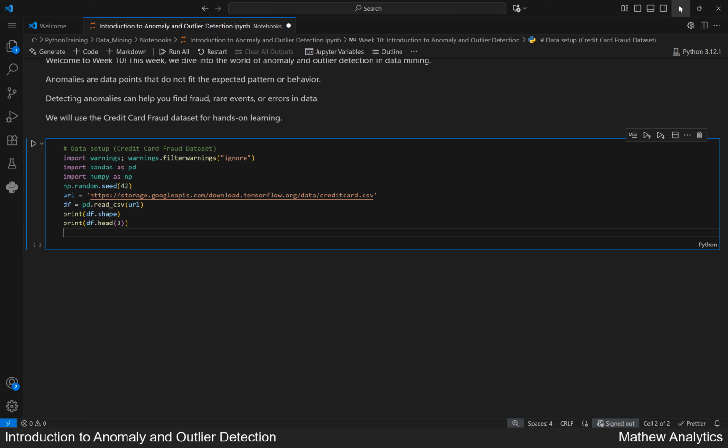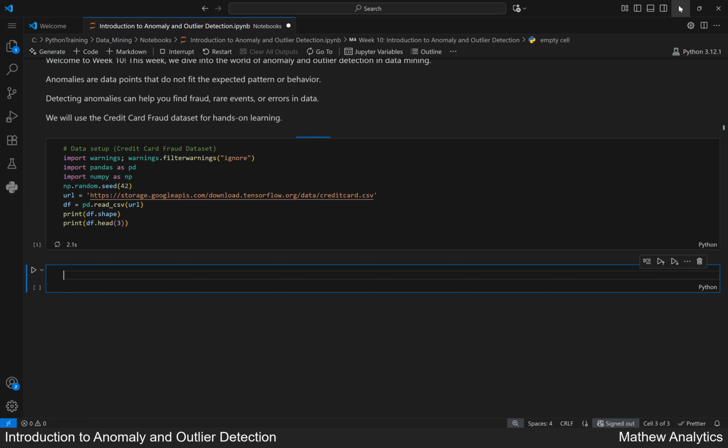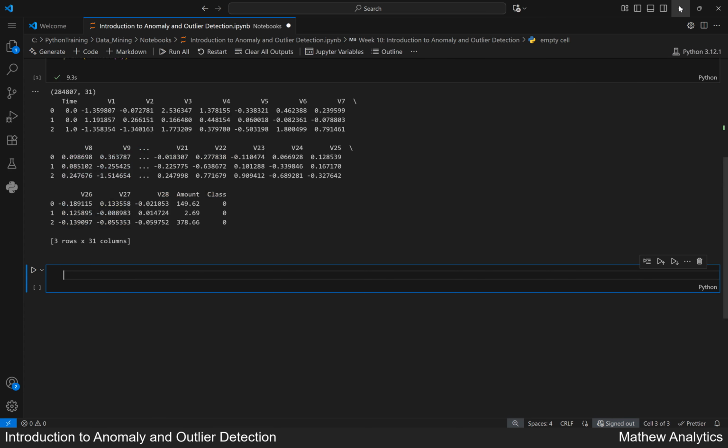Running the cell now. Here, we load the credit card fraud dataset containing 284,807 transactions and 31 features, including anonymized principal components labeled V1 to V28, along with time, amount, and the class label indicating fraud. Notice the imbalanced structure of the data, which is key as a foundation for exploring anomalies, those rare class equals 1 fraud cases, in later lessons. This setup primes us to understand normal versus anomalous transaction patterns. What do you notice about the dataset size or sample so far?